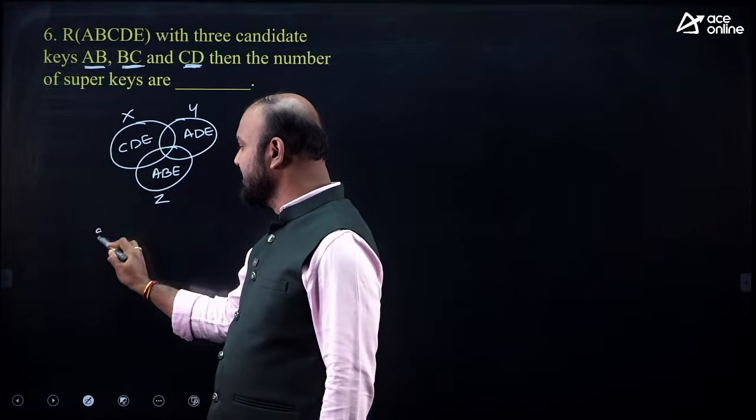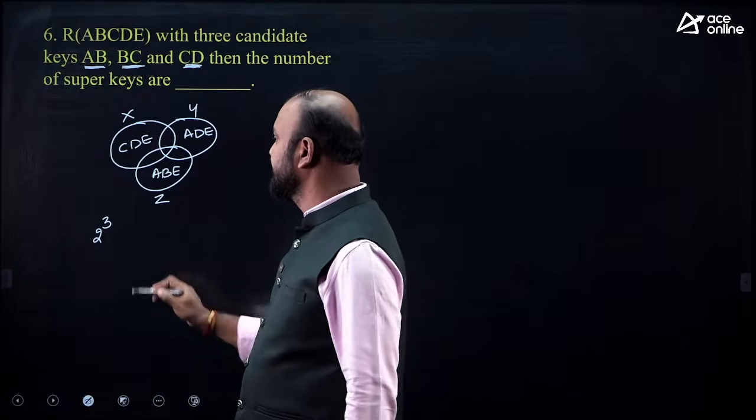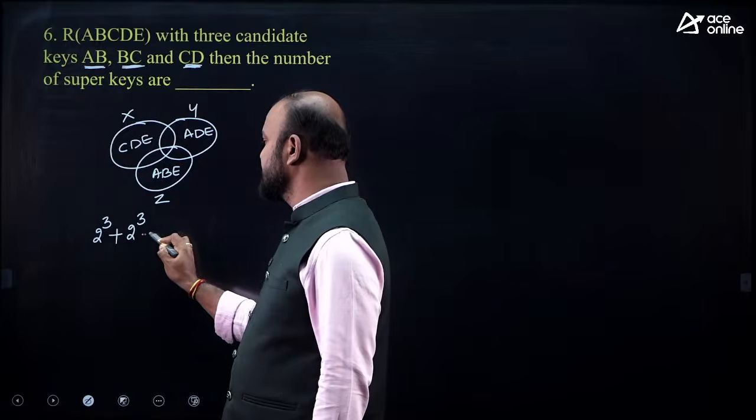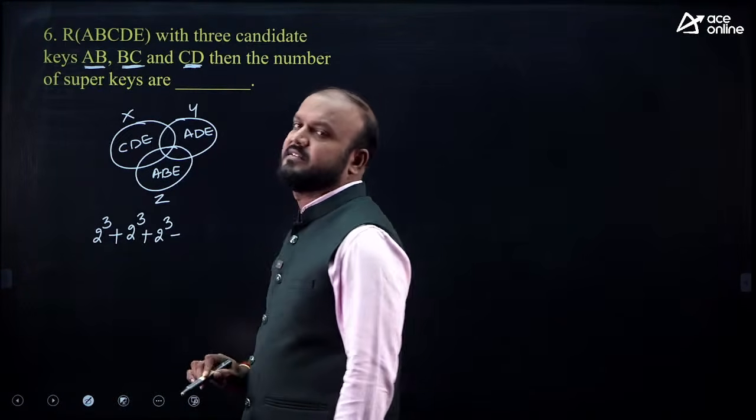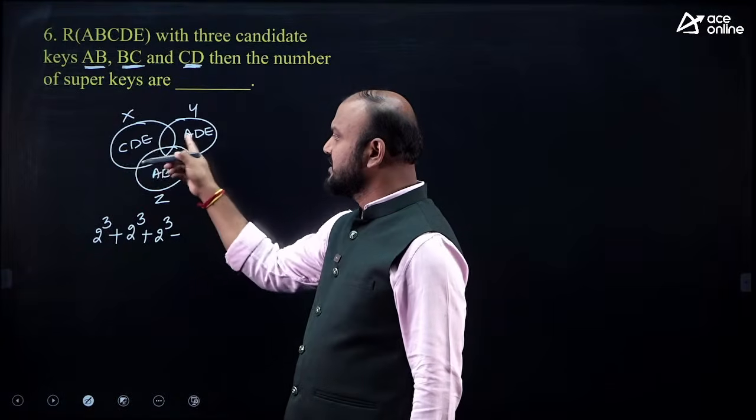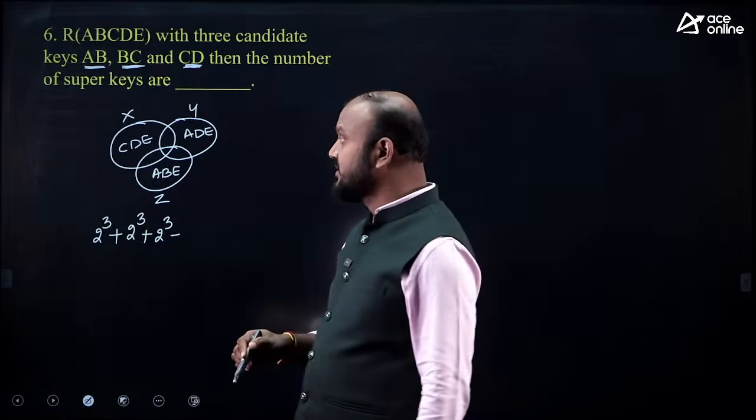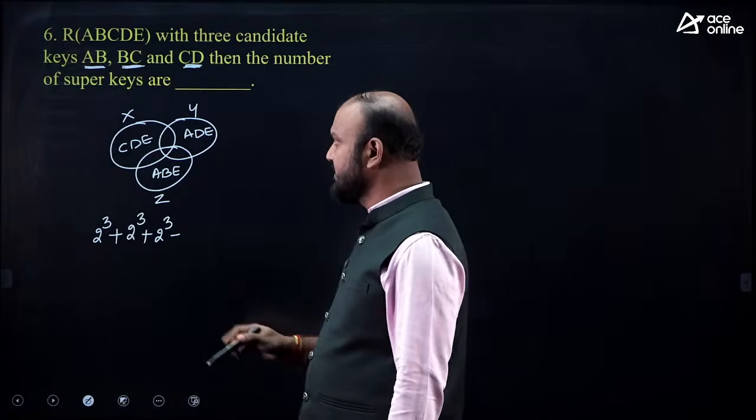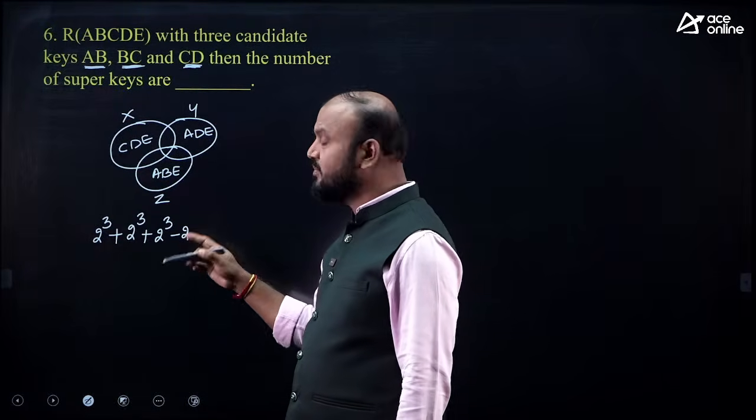With CDE, 2 power 3 super keys are possible along with AB. And with ADE, 2 power 3 combinations. With ABE, 2 power 3 combinations. Something which is common between X and Y is counted 2 times, so it has to be eliminated 1 time. So minus. What is common? DE is common. With DE how many possibilities occurred? 2 power 2.